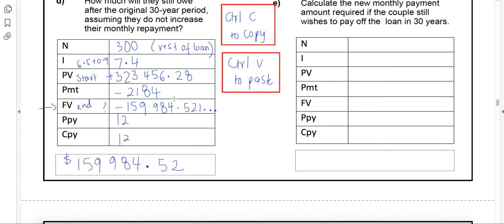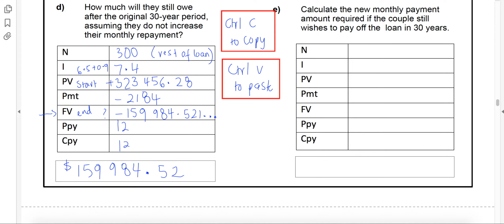So what we want to do is make sure that people do pay off their loans in those original time periods. And so what we're going to do is calculate the monthly payment that this couple need to make if they do want to pay it off in full. So some of these things will stay the same: 300, 7.4, this positive 323,456. That was the amount owing after 5 years. The payment is what we're finding now. If your interest rate goes up, that means your payment per compounding period is also going to go up.